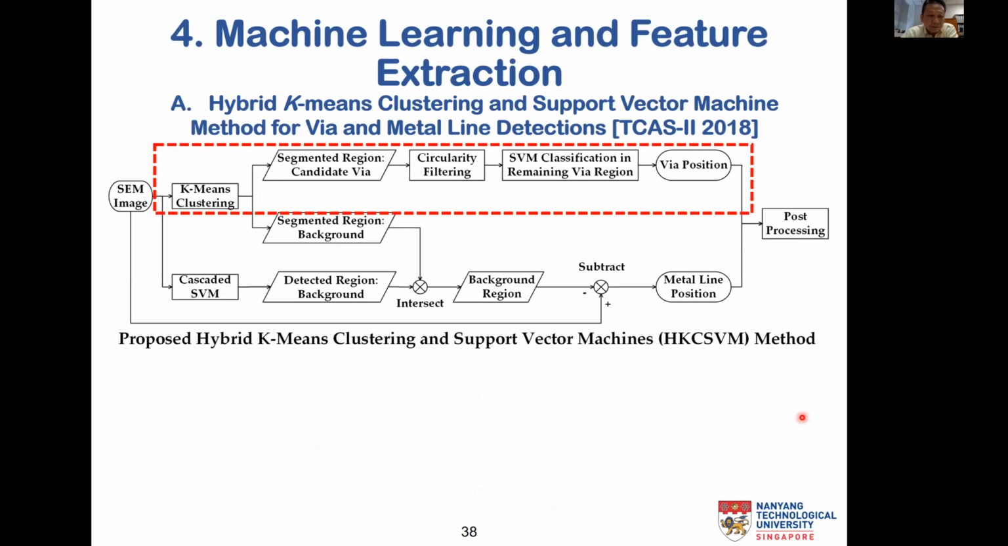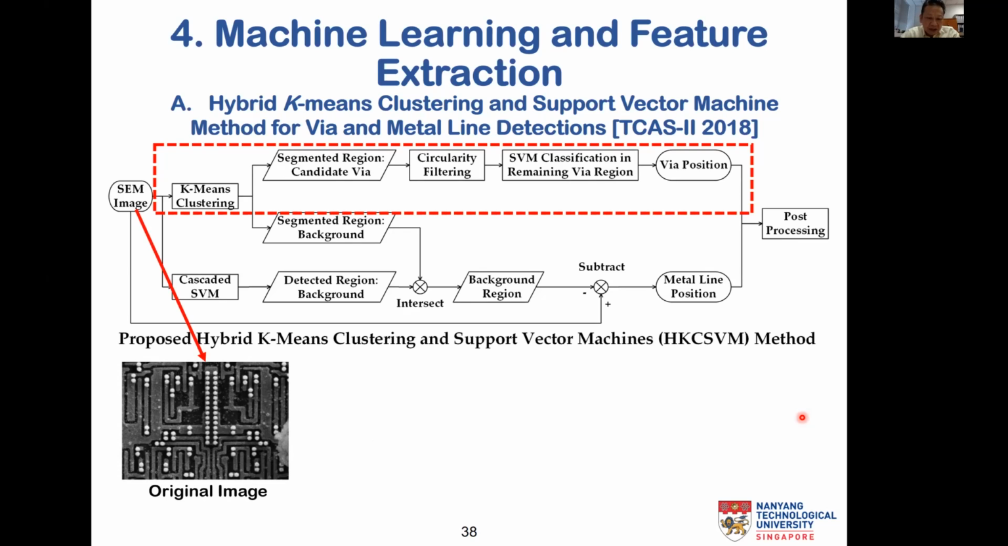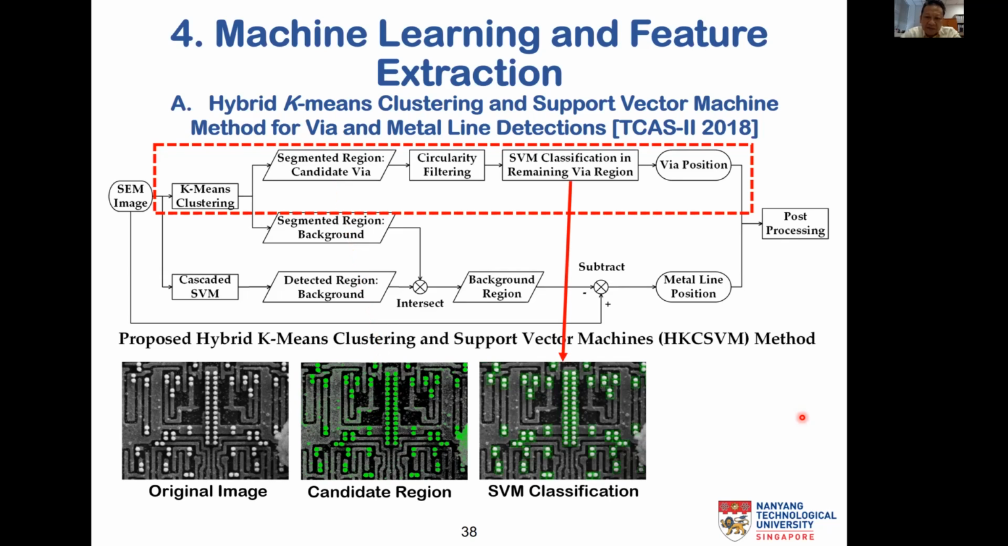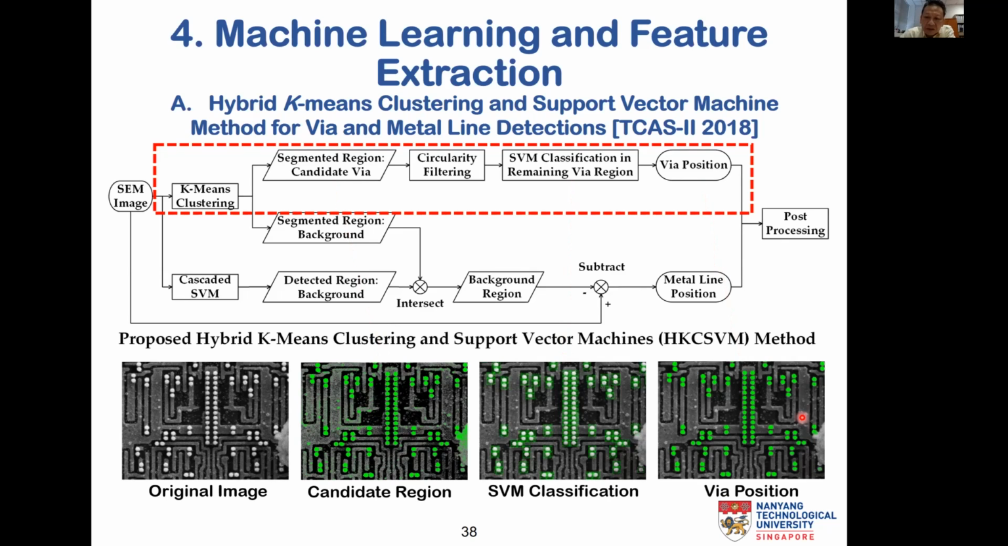Okay, let me explain. On top is actually for the VR identification. First, we have the original image, then subsequently a candidate region. You use the segmentation region candidate for VR, so you use k-means clustering. K-means clustering means that you want to cluster VR and non-VR. After you cluster, you use the SVM classifier to separate the VR region. Finally, you get the VR position.